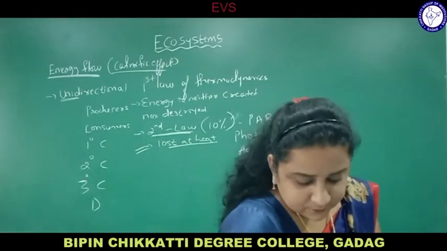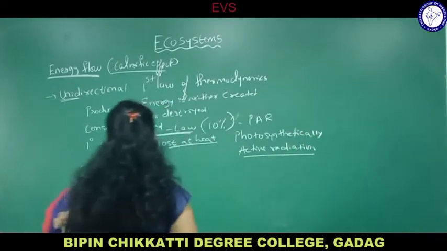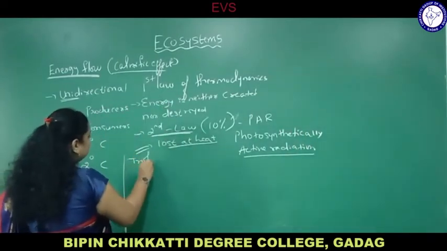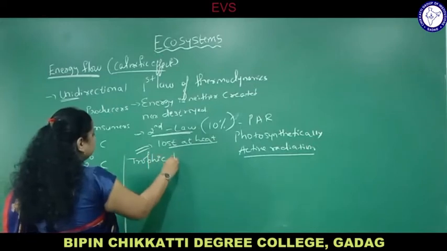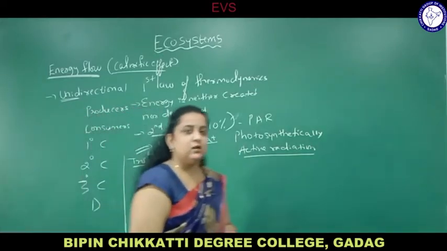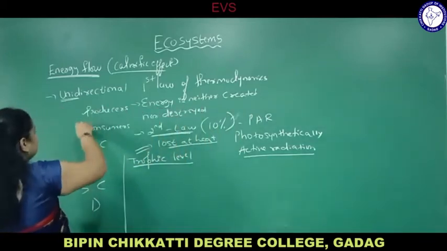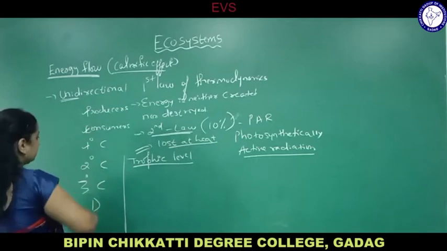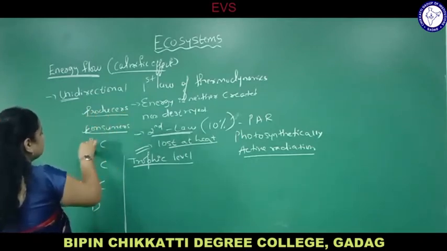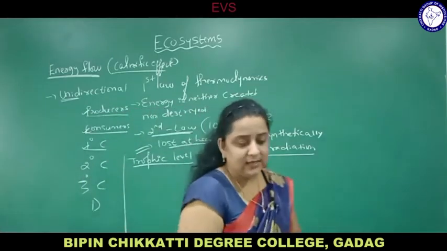Okay. Now we will go to trophic levels. Each level in the food chain or pyramid is called a trophic level. For example, I told you producer, consumer, decomposers. These are all trophic levels. This is one trophic level, this is another trophic level, this is the third trophic level. Means the category in which these organisms have been divided.